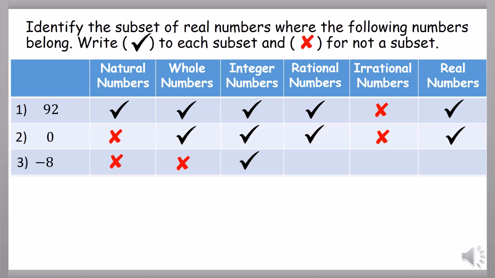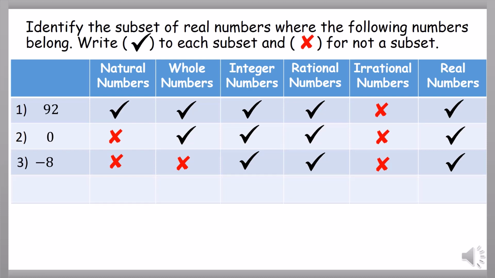Next, is negative 8 a rational number? The answer is yes, since all integers can be expressed as a fraction or ratio. Is negative 8 an irrational number? The answer is no, since irrational numbers can't be expressed in fraction or ratio form. Next, is negative 8 a real number? Yes, of course, since rational numbers are a subset of real numbers.